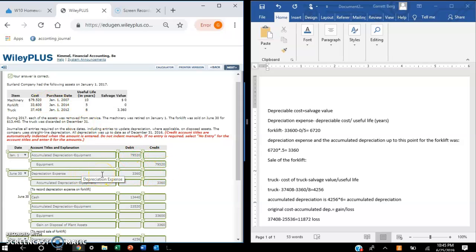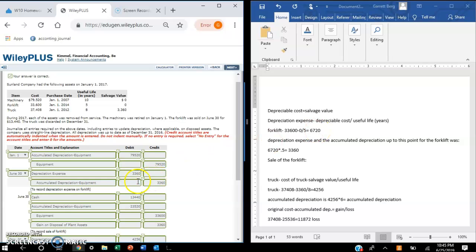Now we have to find the depreciation for the forklift. It's a little bit harder. We have to find the annual depreciation first. You find that by taking the cost of the forklift minus the salvage value, which is 0. So 33,600 minus 0, and then we divide that by its useful life, which is 5 years. We divide that by 5, and we get 6720.